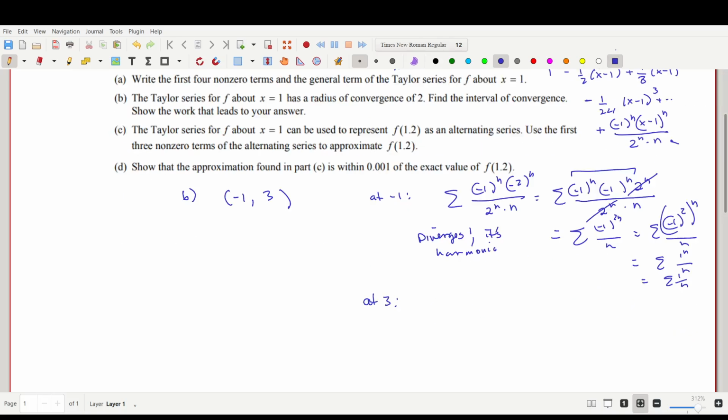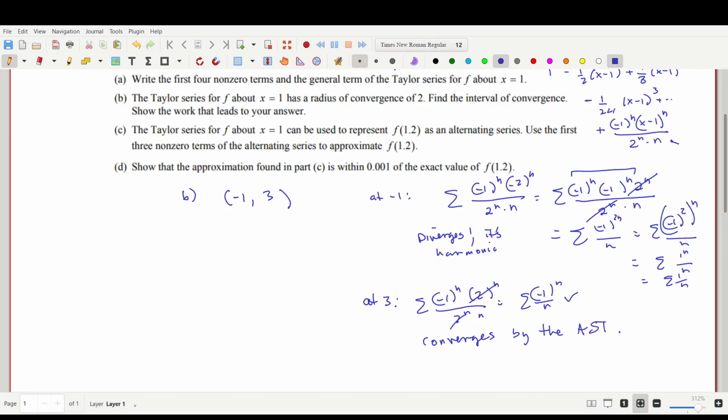At 3, you get a very similar thing. You get negative 1 to the n. 3 minus 1 is 2. Now the 2 n's cancel, and you just get negative 1 to the n. And that converges. It's alternating harmonic, which converges by the alternating series test. I'm not actually going to write all that out, but I would just say it.